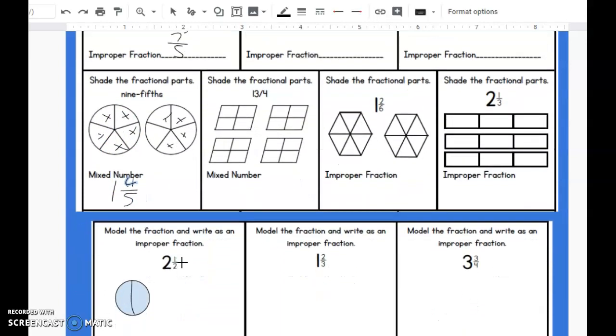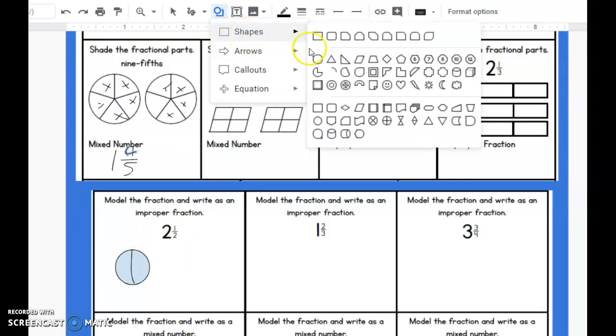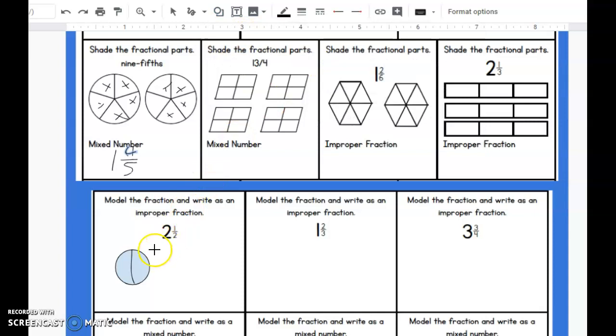Okay, let's try another one. Down here it says model the fraction and write it as an improper fraction. So first it says 2 and 1/2. So I would draw 2 circles. There's already one here for me. And then I'm going to add another one because I have 2 whole circles.